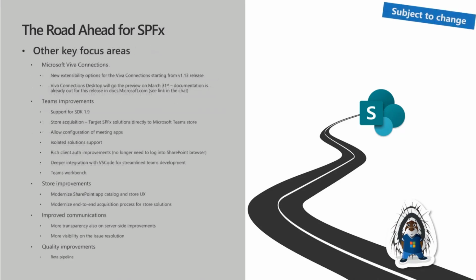But now, let's go to the future of things. Anything we can elaborate here? Obviously, the Viva Connections thing I already mentioned. So Viva Connections Desktop, which is only a subset of Viva Connections capabilities, is going to go to preview on the 31st of March. But what does it mean for us as SharePoint Framework developers?